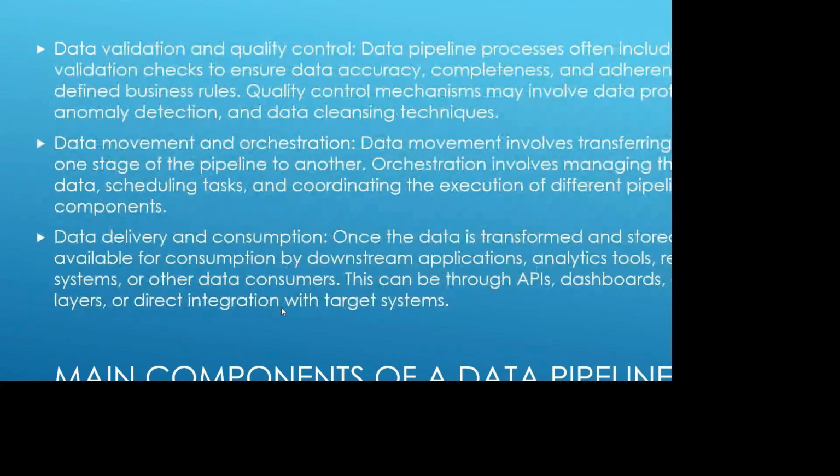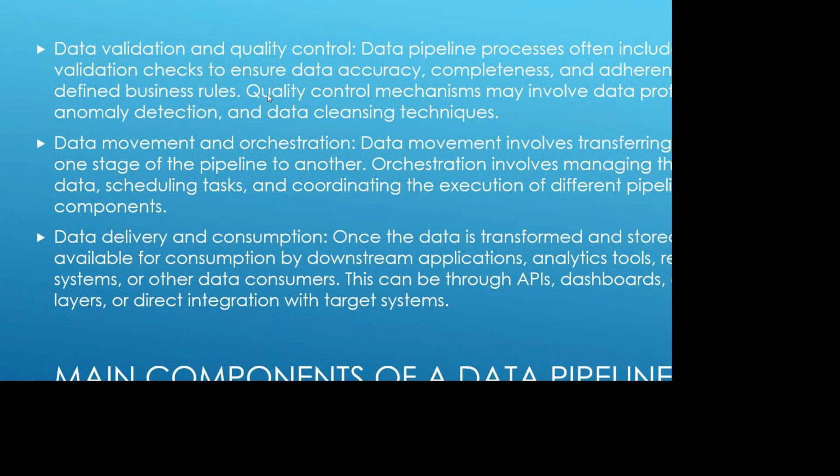Then data validation and data quality control. The data pipeline process often includes data validation checks to ensure data accuracy, completeness, and adherence to defined business rules. Quality control mechanisms may involve data profiling, anomaly detection, and data cleansing techniques. These are all the different data validation steps.